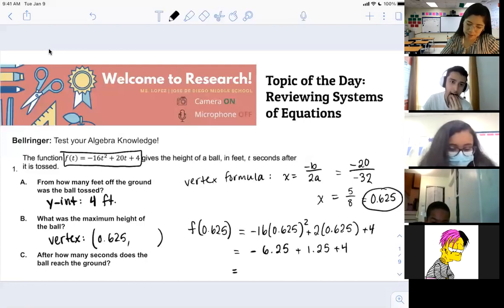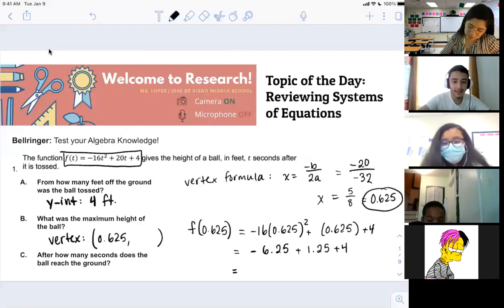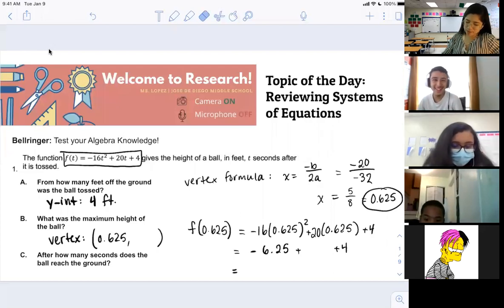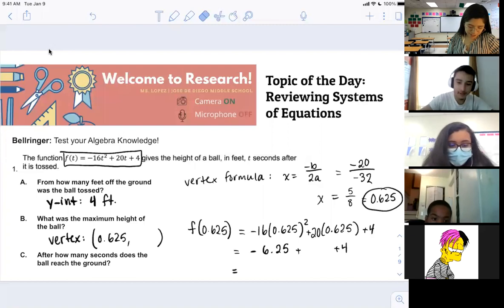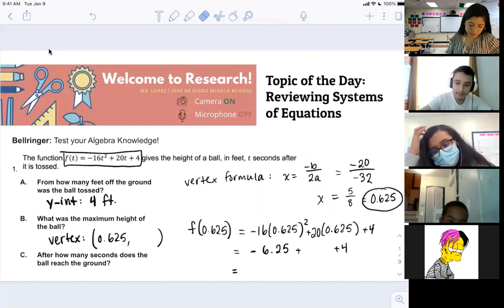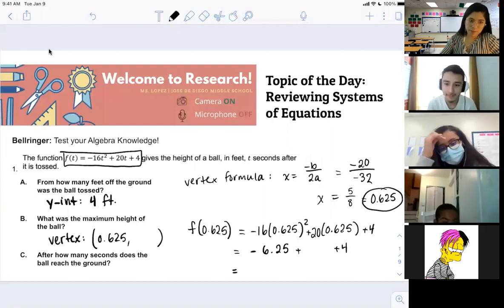Oh, this should be a 20. That's why. I was like, why are we getting a negative number? That makes no sense. My bad, guys. This should be a 20, not a 2. I made that mistake. So okay. 0.625 times 20 is 12.5. There we go.